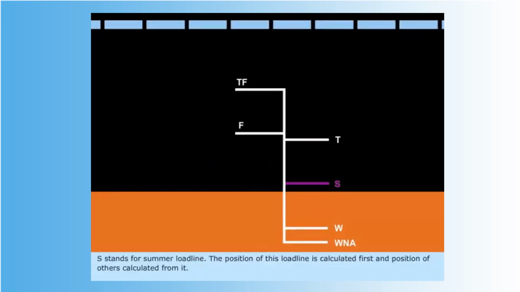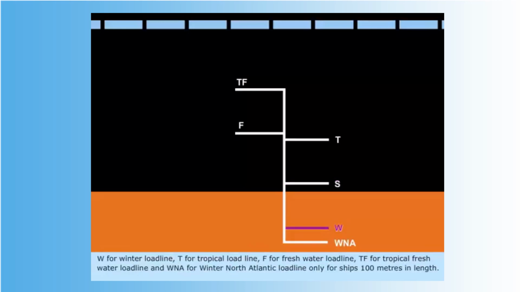S stands for summer load line. The position of this load line is calculated first, and the positions of the others are calculated from it. W for winter load line, T for tropical load line, F for freshwater load line, TF for tropical freshwater load line, and WNA for winter North Atlantic load line, only for ships 100 meters in length or less.